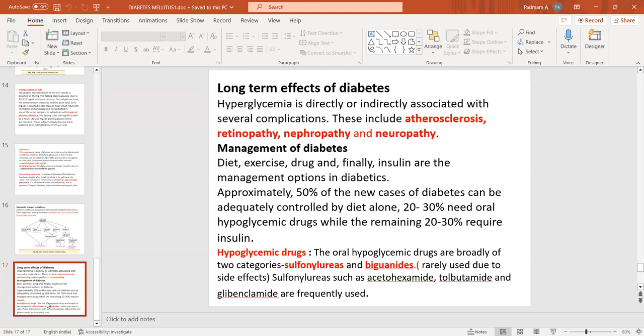Approximately 50% of new cases of diabetes can be adequately controlled by the diet alone. 20 to 30% need oral hypoglycemic drugs, while the remaining 20 to 30% require insulin. By controlling the proper diet and doing the proper exercise, we can control diabetes appropriately.